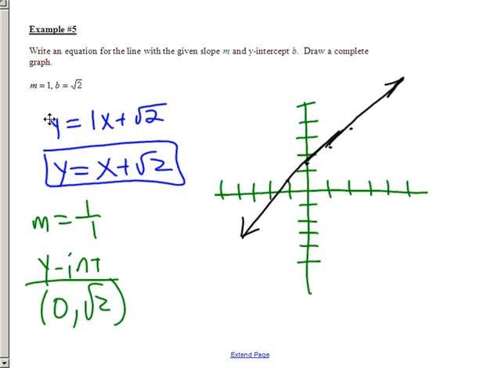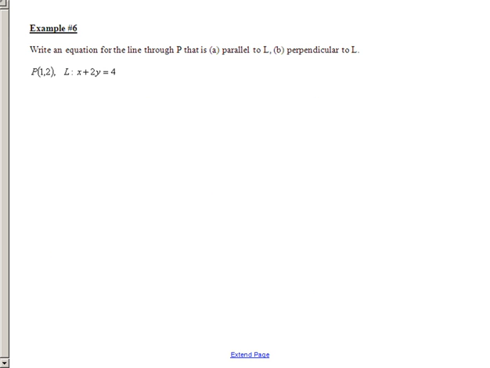Okay? Example number 9. Parallel and perpendicular lines. Write an equation for the line through P that is parallel to L and then perpendicular to L. To find parallel to L, the first thing we have to do is find what is the slope of L. In order to do that, we have to get the y variable by itself. Subtract x to the other side. There's your 4. Divide everything by 2.